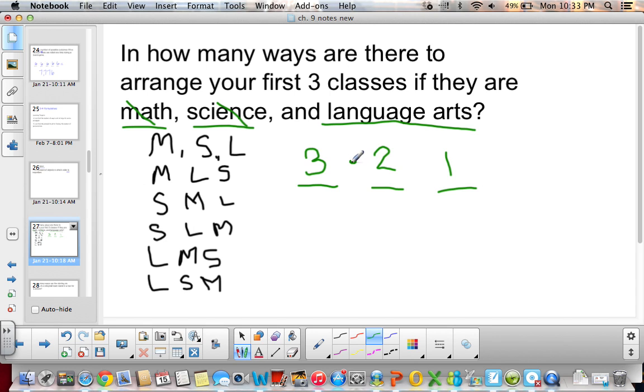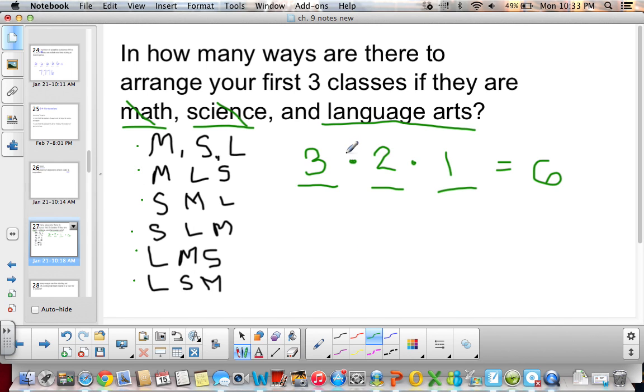So then what we can do is multiply all of our options together, and we get 3 times 2 is 6, times 1 equals 6. And we can see we have 1, 2, 3, 4, 5, 6 different options.